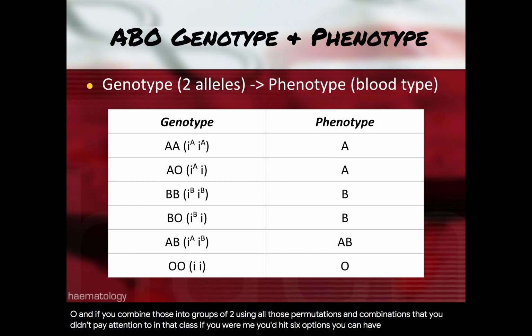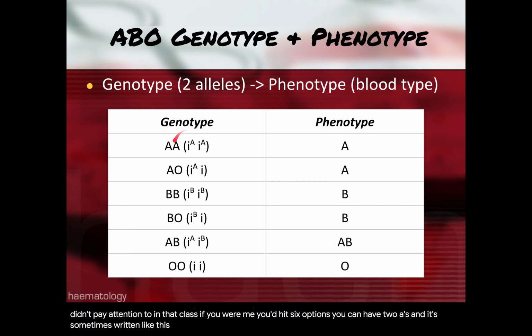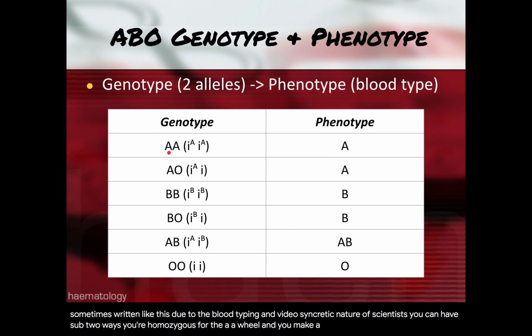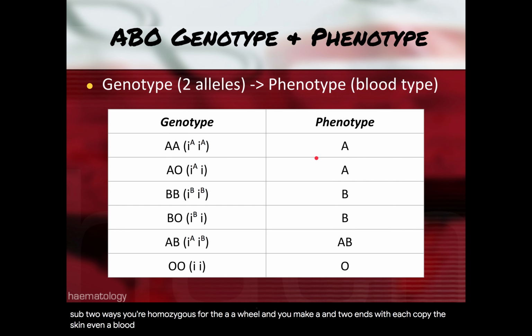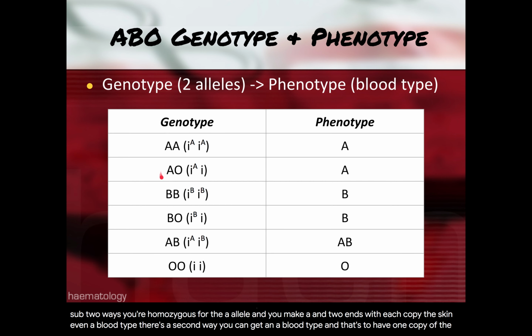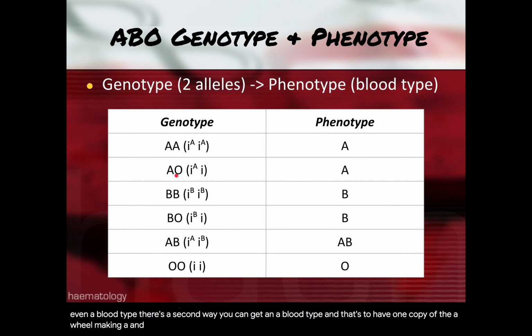You can have 2 A's, and it's sometimes written like this due to the complexities of blood typing and the idiosyncratic nature of scientists. You can have 2 A's, you're homozygous for the A allele, and you make A antigens with each copy, thus giving you an A blood type. There's a second way you can get an A blood type, and that's to have 1 copy of the A allele, making A antigens, and a second copy, which is O, which produces neither A nor B.